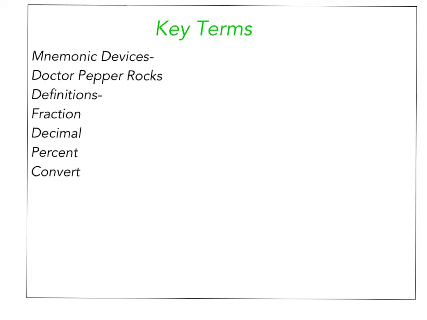First, let's learn a mnemonic device that can help you remember which way to move the decimal when converting a decimal to a percent. A good way to remember that when converting a decimal to a percent, you move the decimal point to the right is that Dr. Pepper rocks.